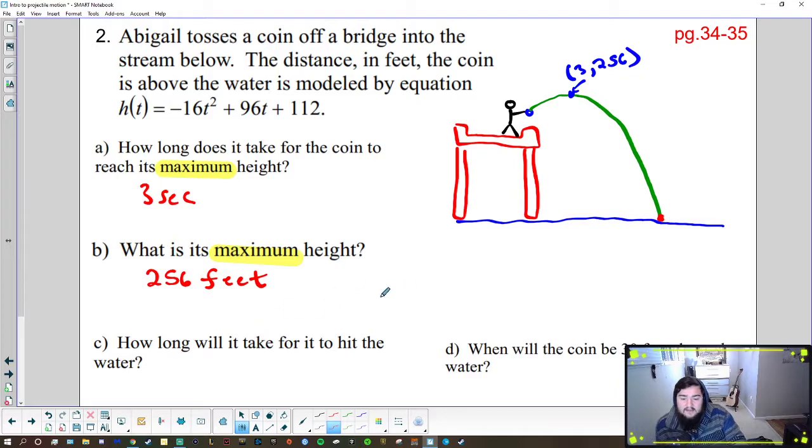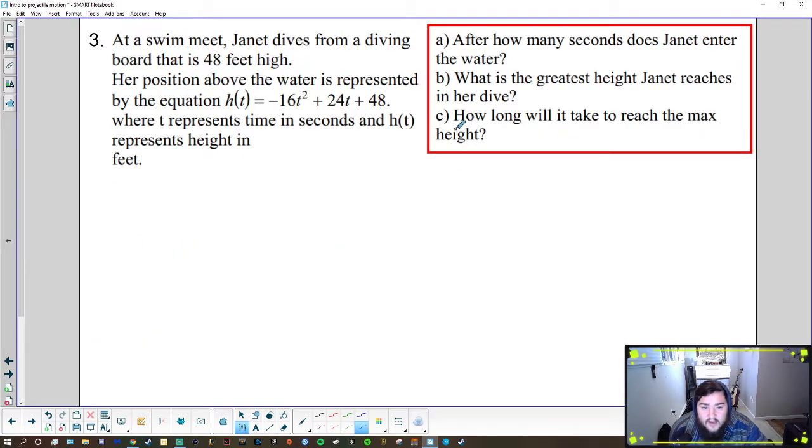So part C asks us, how long will it take to hit the water? So we know after 3 seconds the coin hits its vertex and the highest. We want to know, when is it going to hit the water? Well, in order for this coin to be at the water, then the height of the coin would have to be 0. We need a 0 height. So that's key. We want our height to be at 0, which means we want to find a 0.